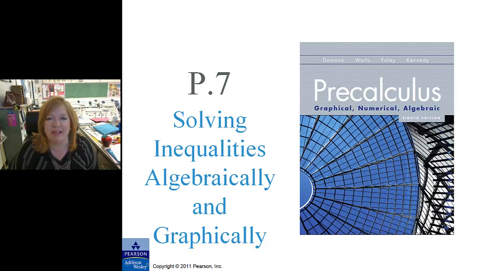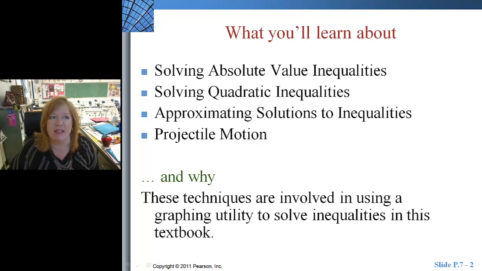We're going to head into the last section of this unit, which is solving inequalities algebraically and graphically. And the first thing we're going to do is algebraically. And you hopefully have seen these.